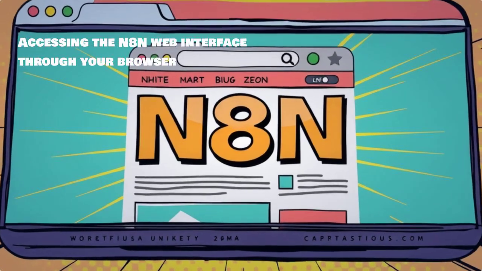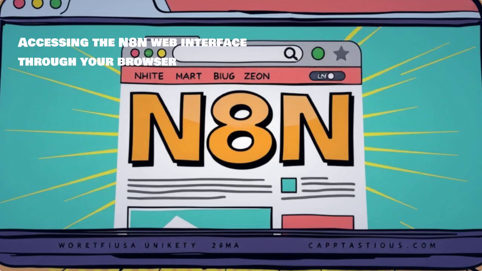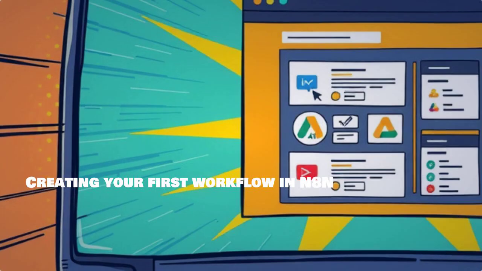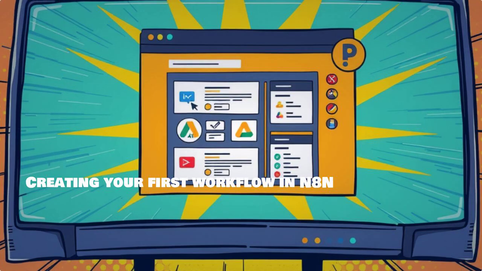Once the service is running, open your browser and go to the N8N web interface at the specified URL. Now, let's create your first workflow. I'll guide you through the steps in this intuitive interface.